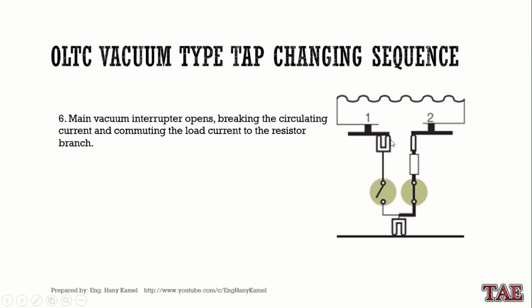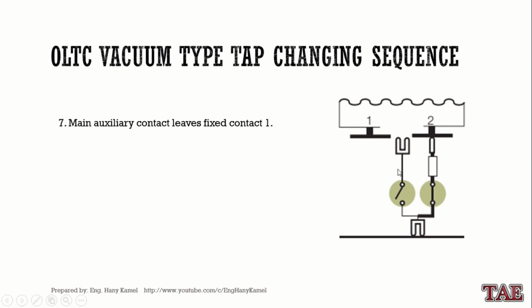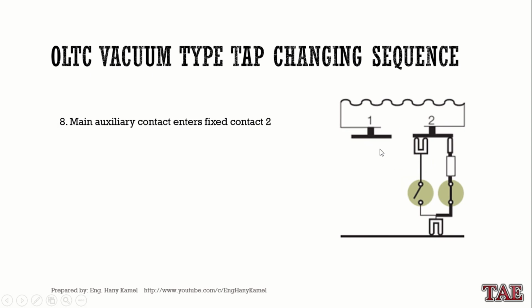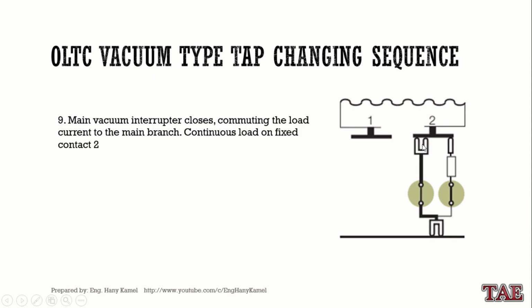Now, before the main contact leaves tap number 1, the vacuum capsule of the main contact will open, and the arcing will happen inside the vacuum capsule only, not inside the tap changer oil. Then the main moving contact will leave tap number 1. Then it will reach tap number 2, and the vacuum switch for the main contact will close. A little arc will happen, all inside the vacuum capsule, not inside the tap changer oil. The main current now goes from tap number 2 through the main moving contact to the load, closing the main circuit. And now the resistor branch will not have any current flow.